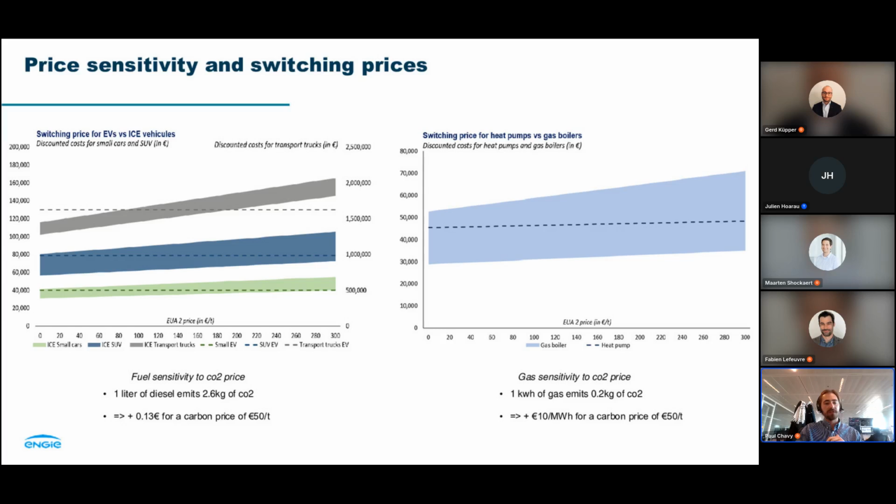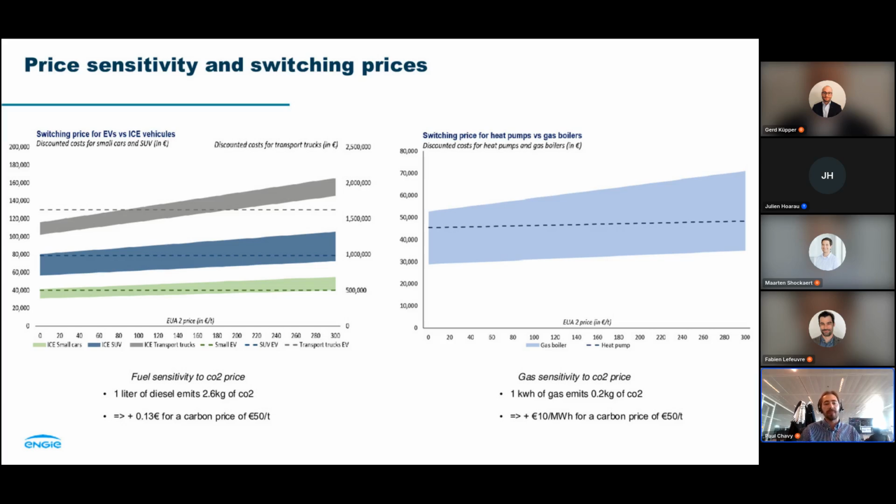Each liter of diesel emits approximately 2.6 kilograms of CO2. To give you an idea, at a carbon price of 50 euros per ton, the additional cost per liter is 13 cents. Similarly, for gas, 1 kilowatt hour emits approximately 0.2 kilograms of CO2, meaning that at a 50 euros per ton price, the cost increases by about 10 euros per megawatt hour. This will directly impact household heating bills and industrial energy costs. And as the carbon price rises, this additional cost will become even more significant, accelerating the shift toward a cleaner alternative.